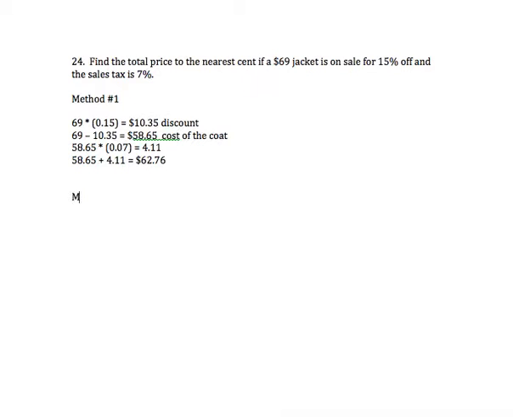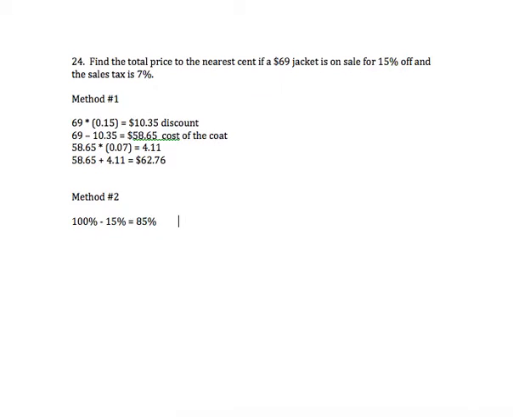Method 2 is a more direct method, and what we would do is take our 100% that we would pay for the coat, and that would cost $69. We would subtract the 15% discount and find that we would have to then pay 85% of the coat. In addition to that, we would need to remember that once we find our 85% of the coat, we would need to pay not only that, but the additional 7% for tax.